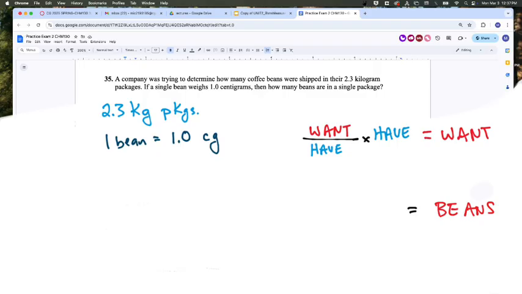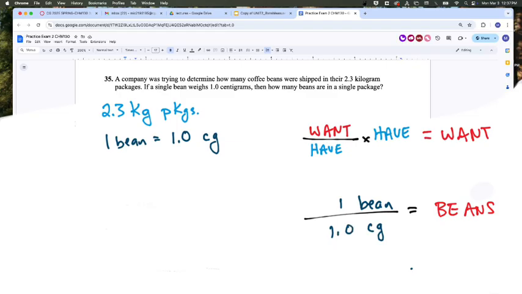So what I'm going to do is set up my conversion where I've got bean in the numerator. Why do I want it in the numerator? Because that's where I want it to appear. This is related to centigrams. The numbers that go with it come from that expression: 1 bean, 1.0 centigrams.